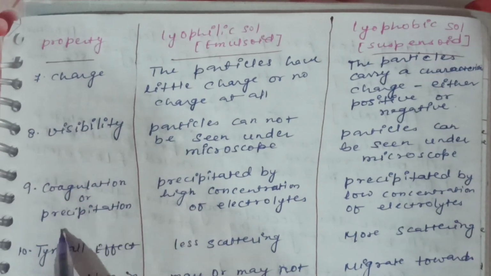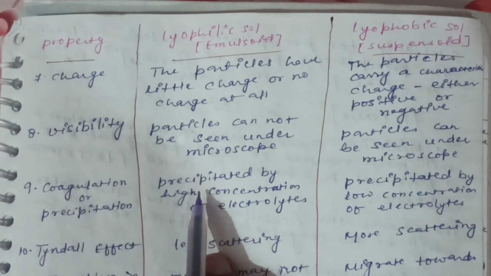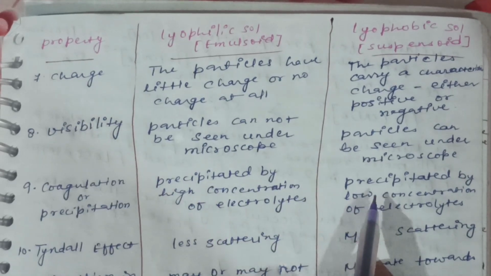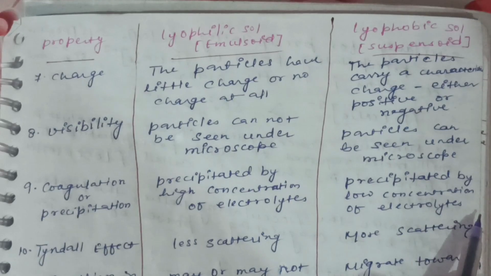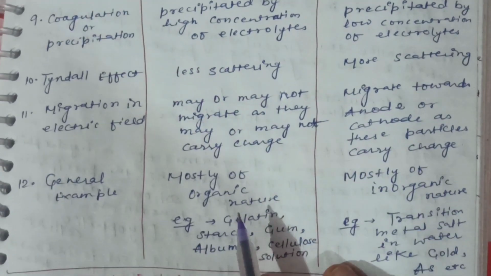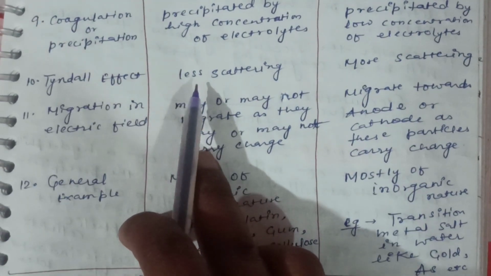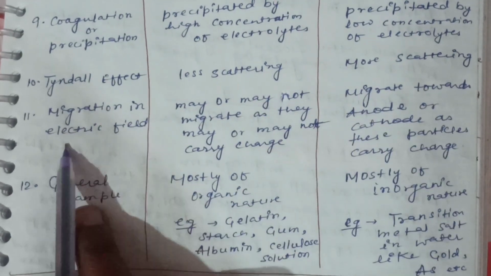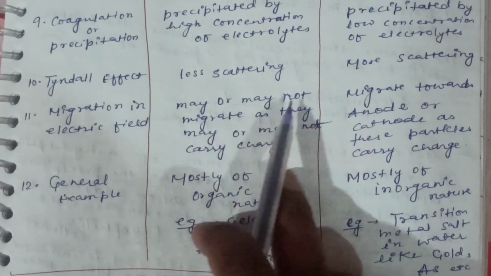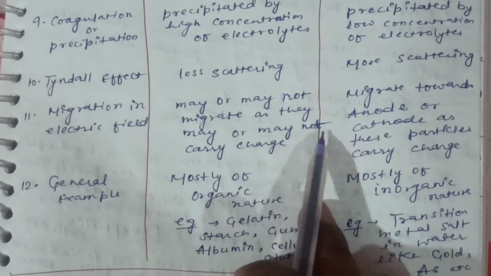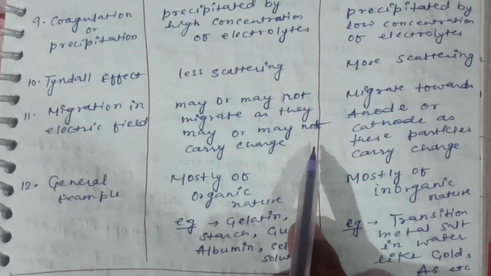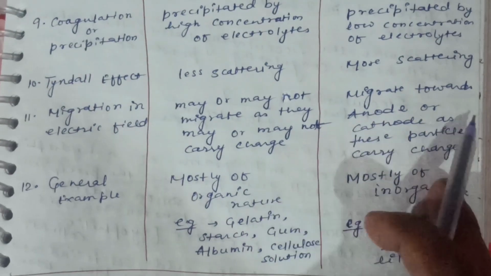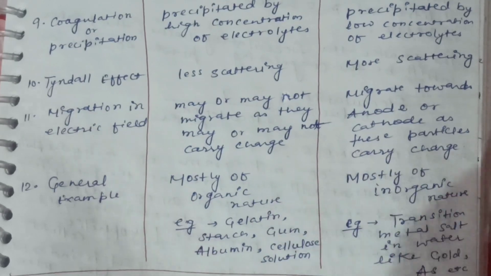Property coagulation or precipitation: lyophilic sols precipitate with high concentrations of electrolytes. Lyophobic sols precipitate with low concentrations of electrolytes. Tyndall effect: lyophilic sol shows less scattering, lyophobic sol shows more scattering. Property migration in the electric field: lyophilic sol may or may not migrate as they may or may not carry charge. Lyophobic sol migrate towards the anode or cathode as these particles carry charge.